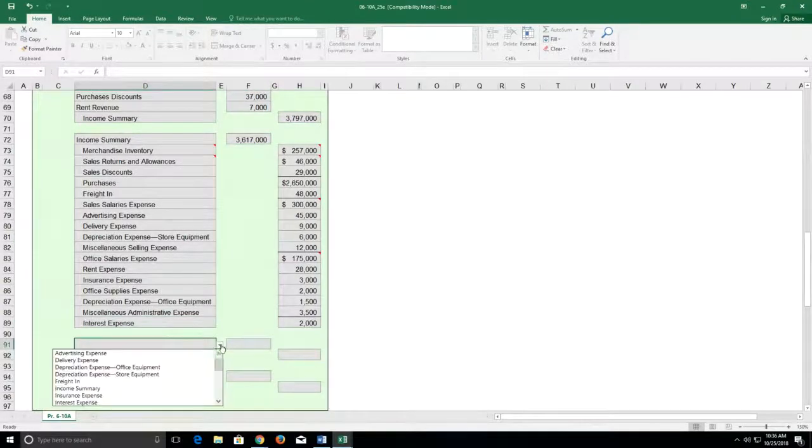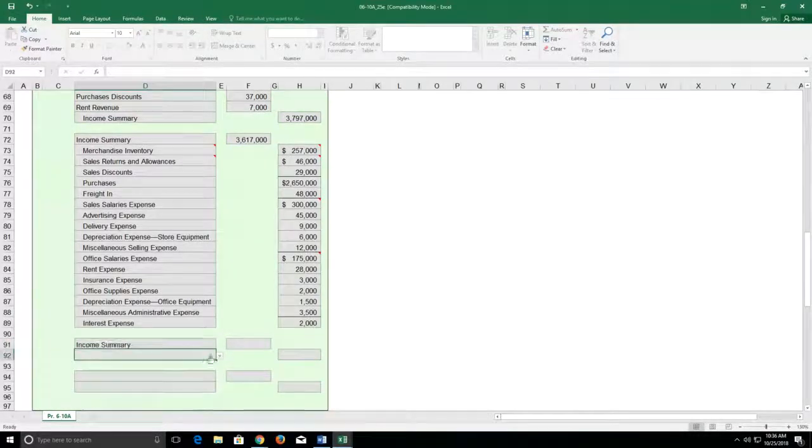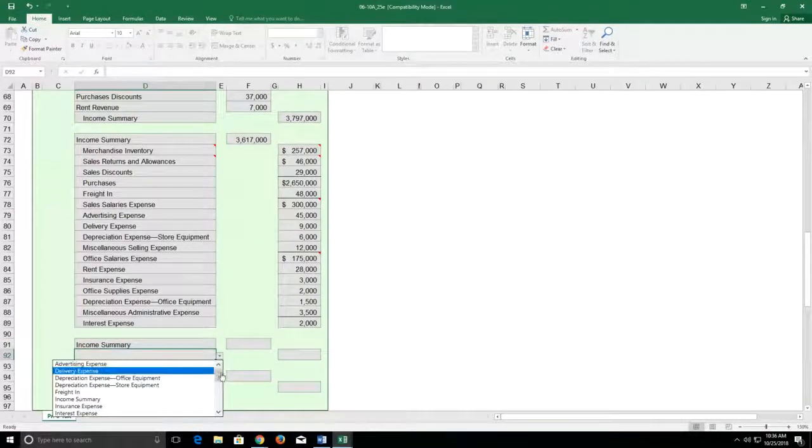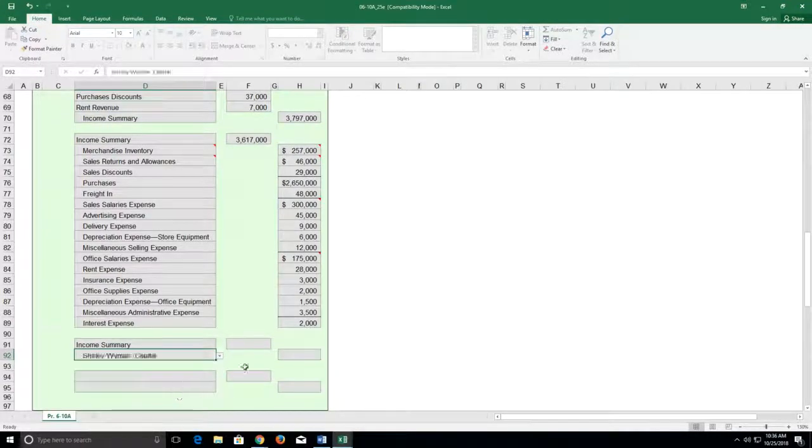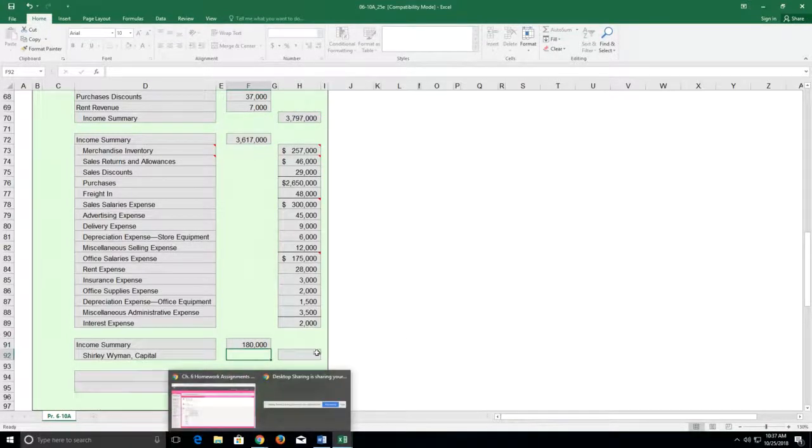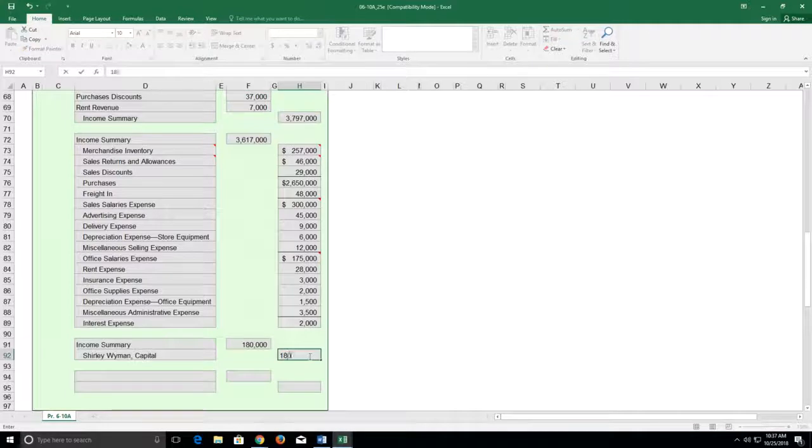Then we're going to close out the income summary to the capital account, just like we did in chapter 3 and 4. Credit to our capital account for the difference between the credit to the income summary and the debit to the income summary. So that's $180,000, same as saying net income.